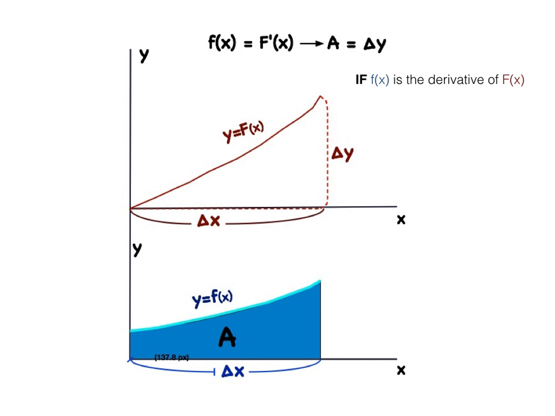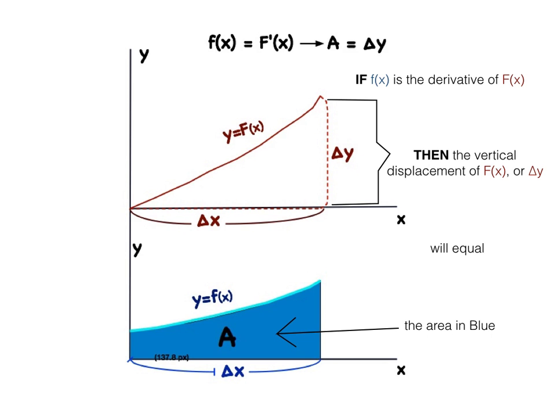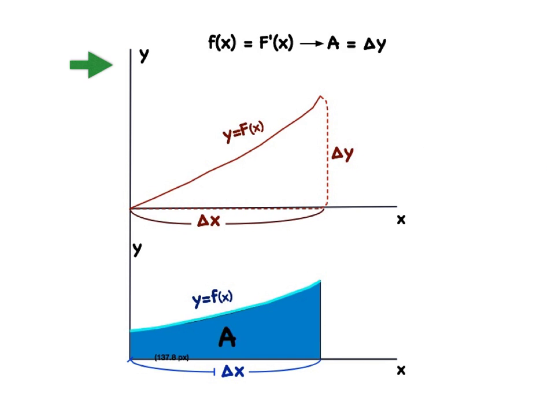So to sum it up, if little blue f of x is the derivative of big red F of x, then the vertical displacement of the curve y equals big red F of x, this delta y, will equal the area here in dark blue underneath the curve of the derivative, y equals little blue f of x. So that's the fundamental theorem of calculus, and hopefully that was review.